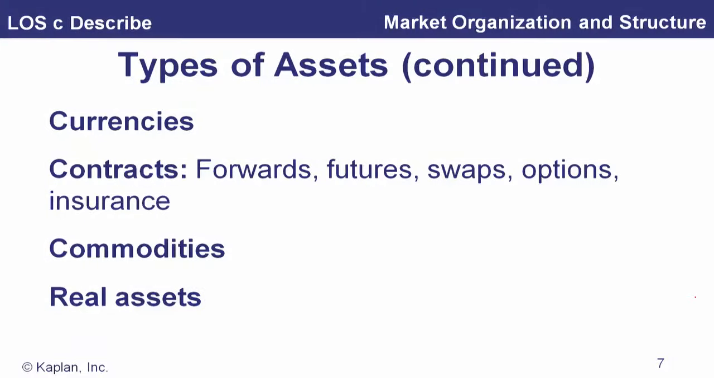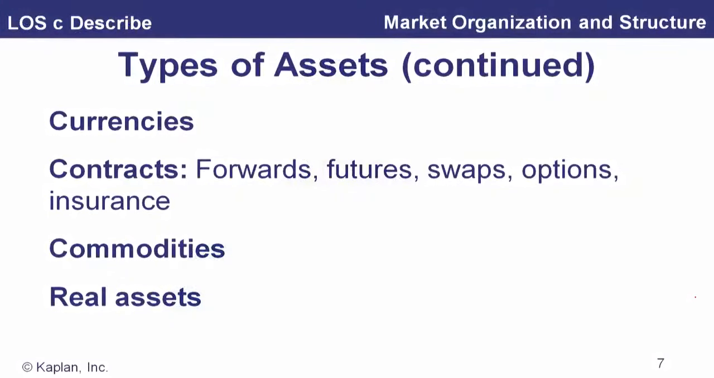Currencies, of course, are a type of asset. Contracts, we mentioned forward and futures. We'll also look at swaps, where two interest rates are paid, one side maybe paying a floating rate of interest and the other side paying a fixed rate of interest, for example. Options are derivative securities.